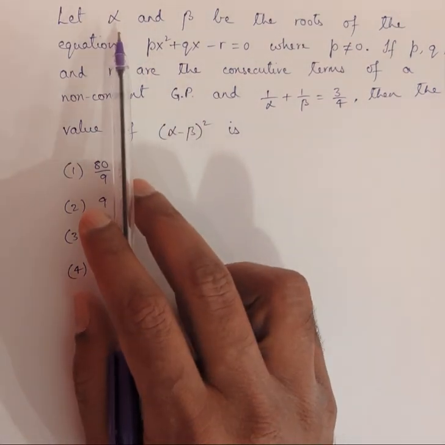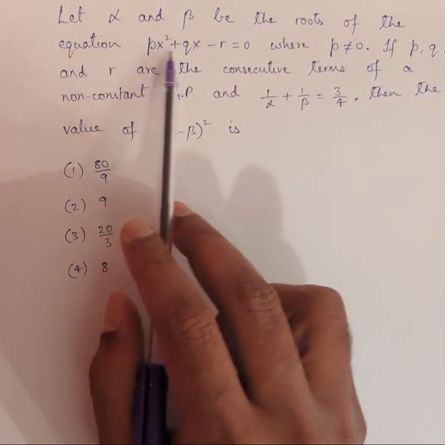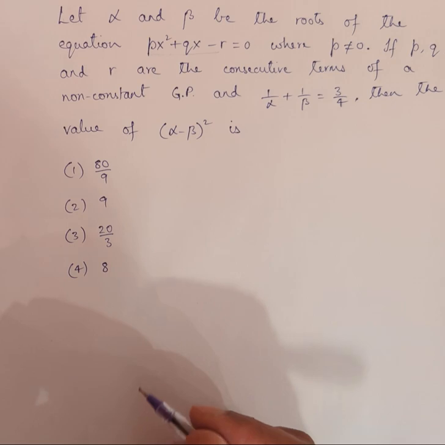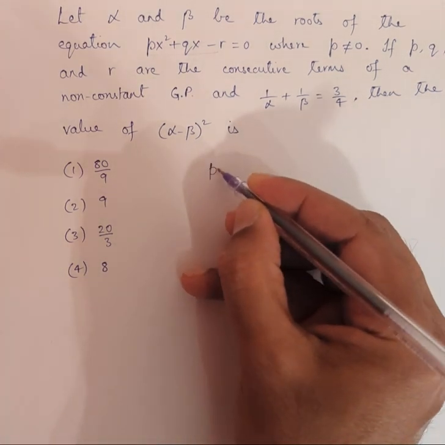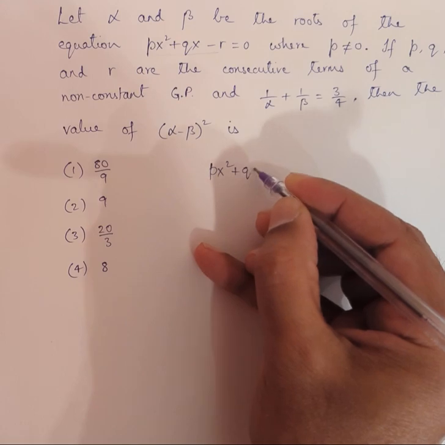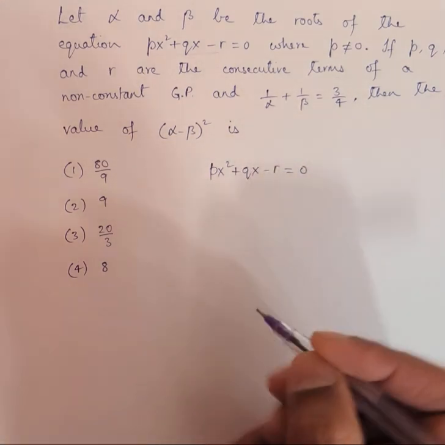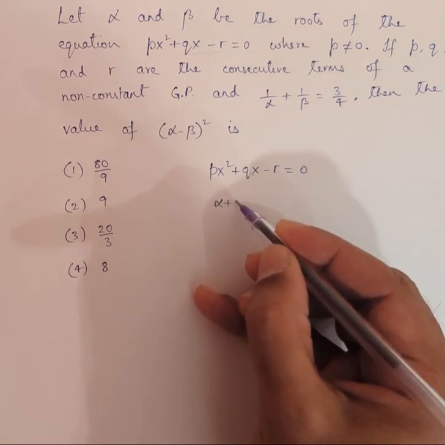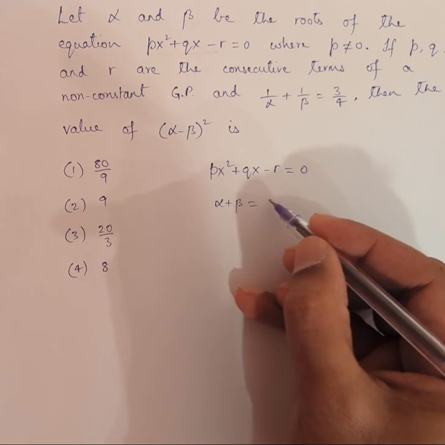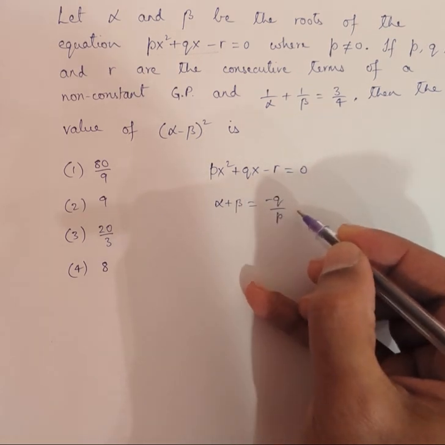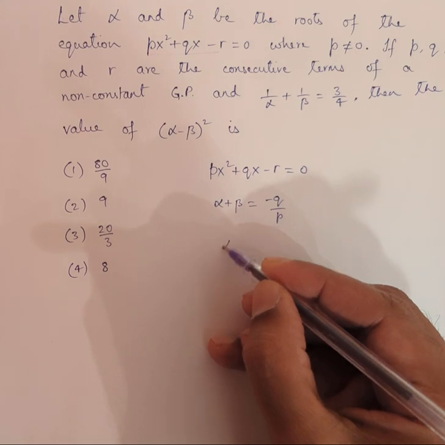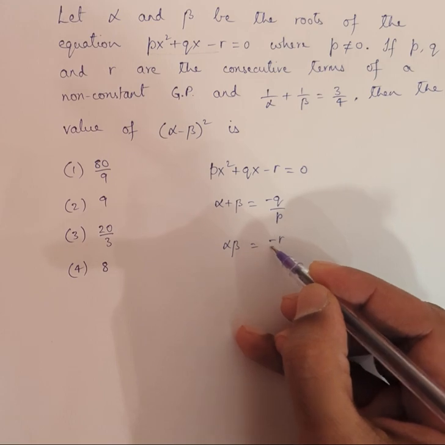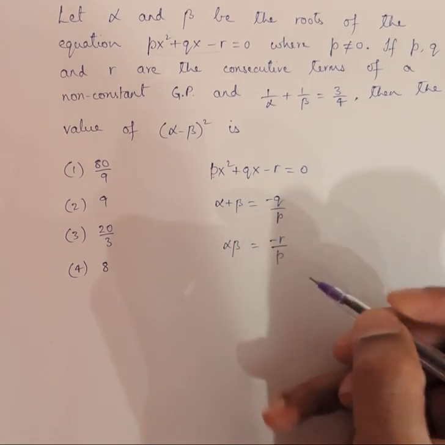All right, in this problem, let alpha and beta be the roots of the equation px² + qx − r = 0. So if I have px² + qx − r = 0, then I can apply Vieta. The sum of the roots, alpha plus beta, will be negative q over p, and the product of the roots, alpha beta, will be the constant term, which is negative r divided by the leading coefficient p.